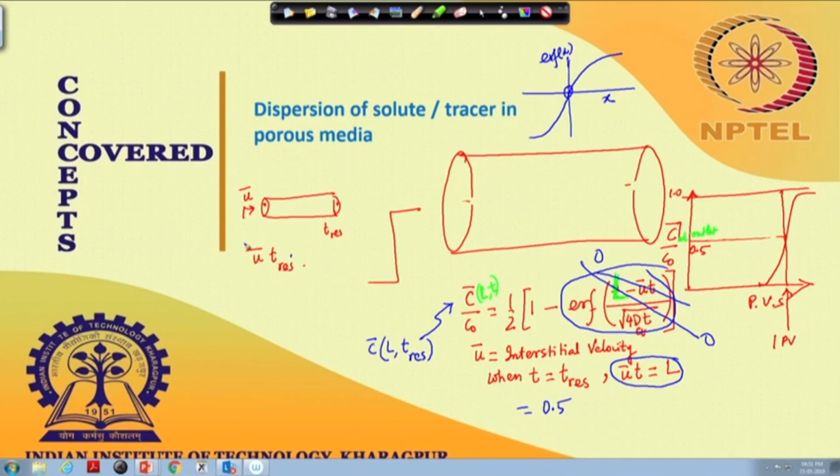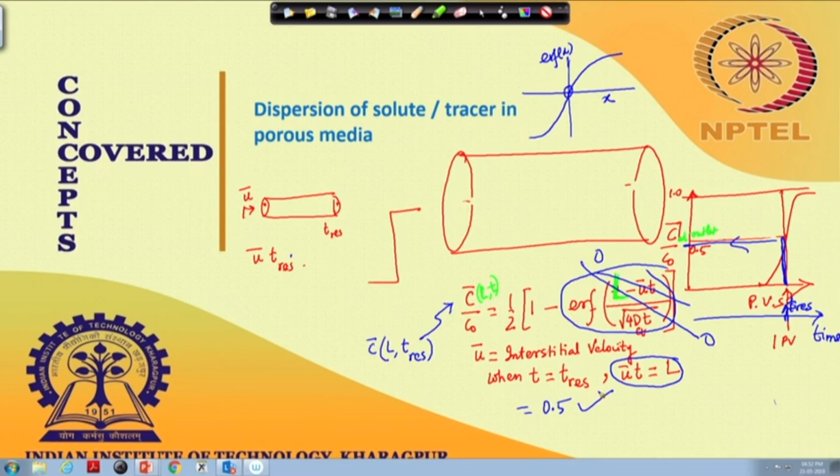Okay. So what I mean to say is that if I had plotted time instead of pore volume, then this 1 pore volume would have been synonymous to 1 residence time, right. It is the same thing: on a time scale, residence time; on a volume scale, 1 pore volume. So for 1 residence time at the outlet, it should have been 0.5, that is what it says, and that is what we see.